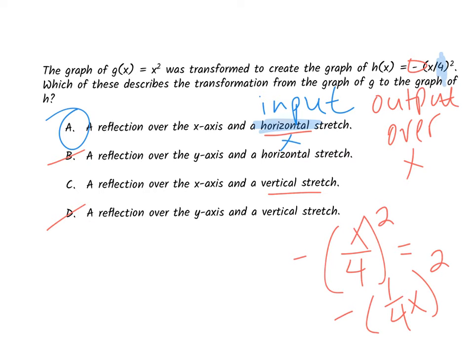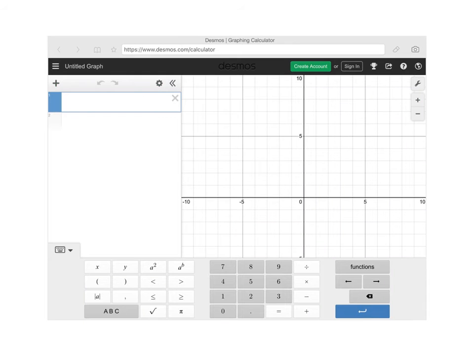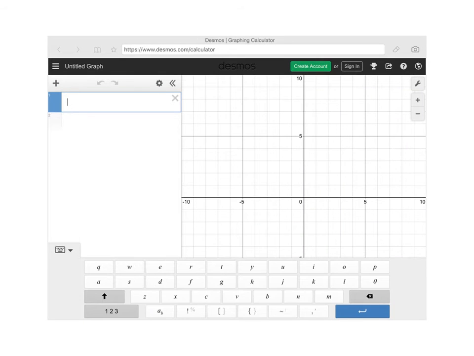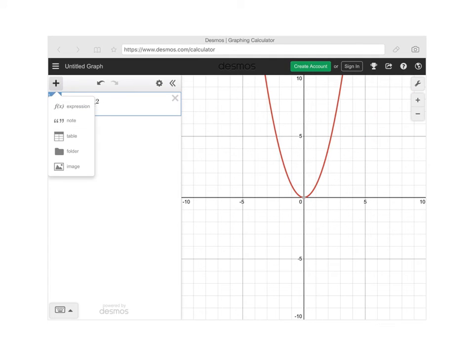All right, so knowing if it's input or output is really the key to do most of the transformations. All right, let's go to the Desmos page and see what happens if we graph this. That might help us out. Okay, so I'm going to go ahead and start by graphing f of x, because you can call it g of x if you want. I'm just going to call it f of x equals x squared.